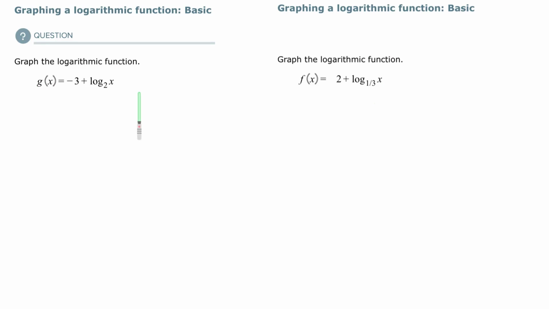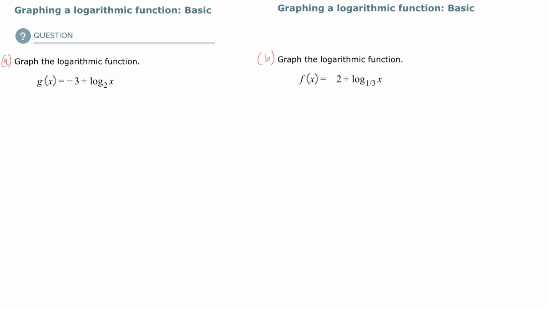Let's graph some logarithmic functions. Let's call this one part A and call this one part B. And remember, with logarithmic functions, there's usually a vertical asymptote. We got to make sure we label that as well. And we should always talk about the domain. The domain is very, very important when we talk about functions.